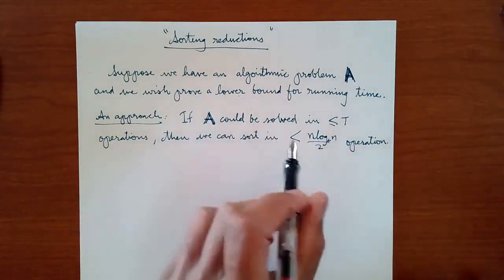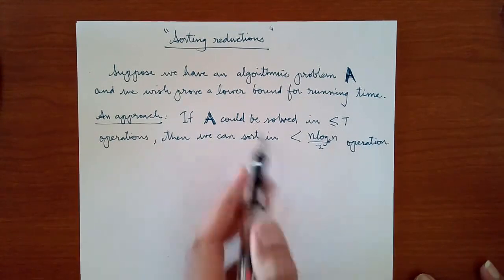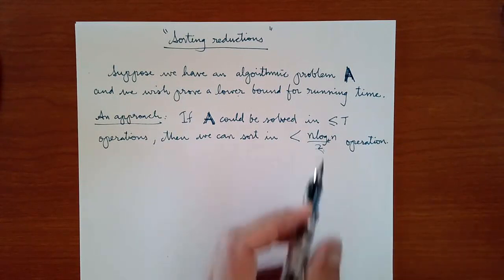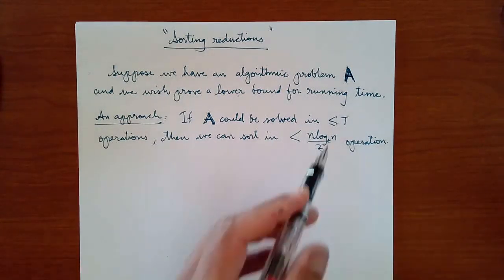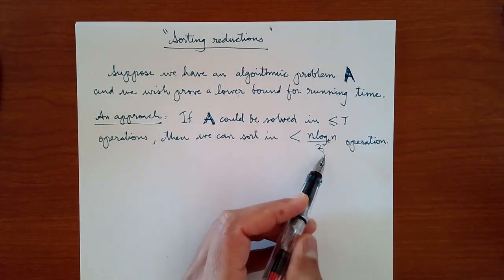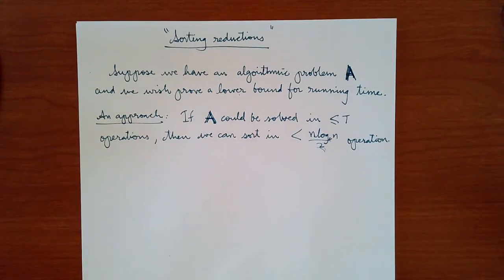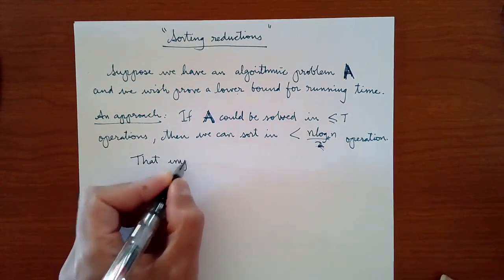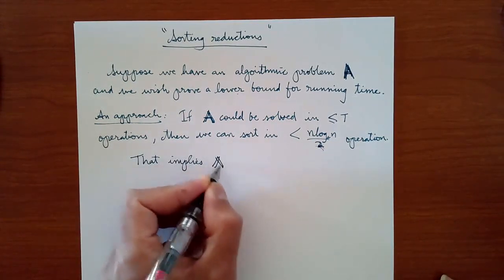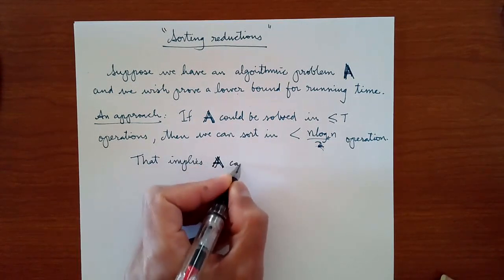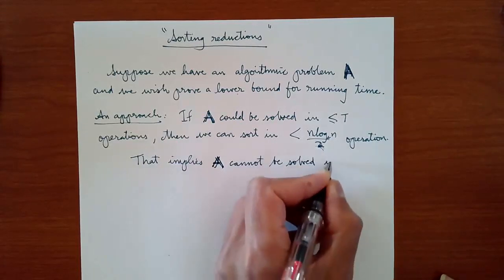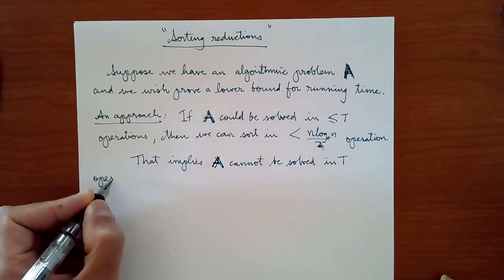So if A could be solved in less than t operations, then we can sort in less than n log n over 2, or any constant. You can put a larger constant there. The constant is unimportant, but you have to put some constant there which is less than the constant obtained over there. So let's just say n log n over 2, just to be concrete. Suppose you prove this. That implies A cannot be solved in t operations.